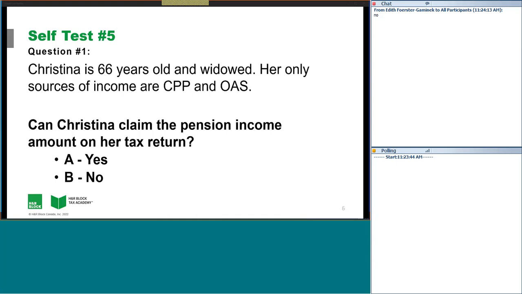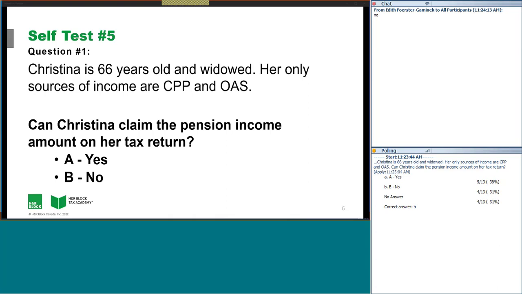Okay, 15 seconds, half of the class is answered. Let's try to get everyone on these ones. 5 seconds left. Hit the submit button if you think you have an answer so that it gets registered. Okay, let's see how we did. Remember, you can't split CPP and OAS. And remember, you can split anything that's eligible for the pension income amount. So that should answer the question for you. But let's see how we did.